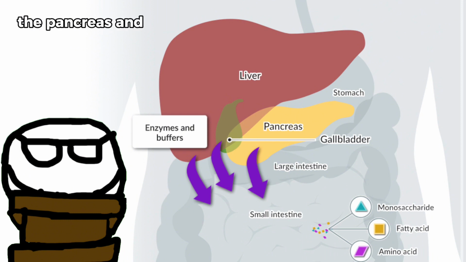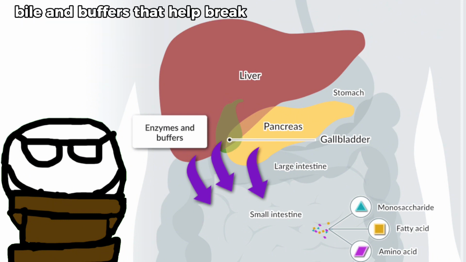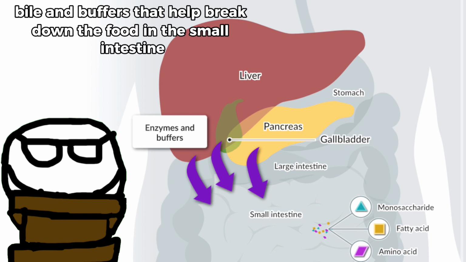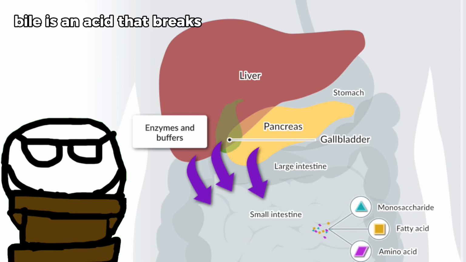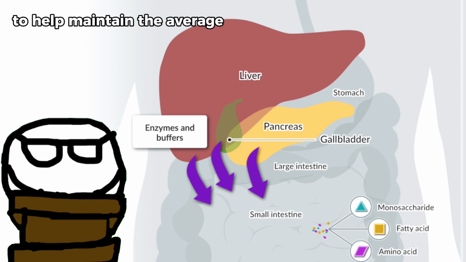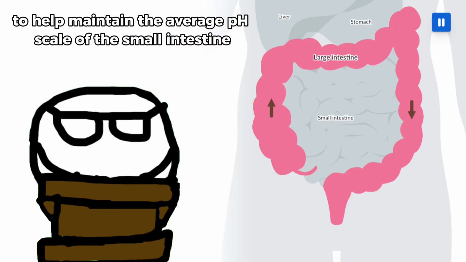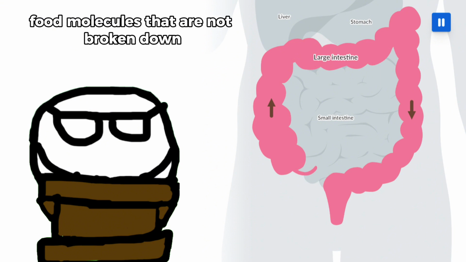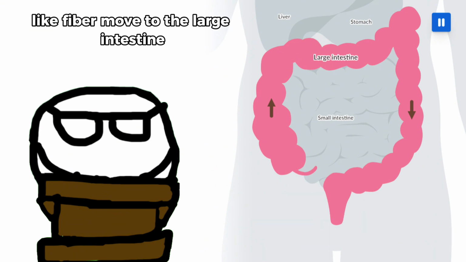The pancreas and liver produce enzymes, bile, and buffers that help break down the food in the small intestine. Bile is an acid that breaks down fat, while buffers are liquids to help maintain the average pH scale of the small intestine. Food molecules that are not broken down, like fiber, move to the large intestine.